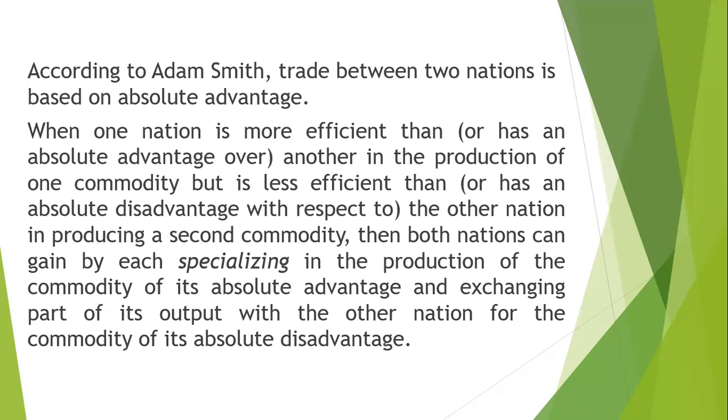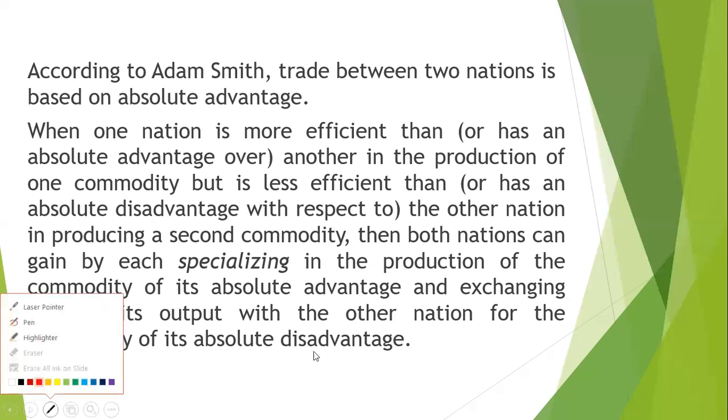What is absolute advantage? When one nation is more efficient than another nation in the production of one commodity, but is less efficient than the other nation in the production of the second commodity, then both nations can gain by each specializing in the production of the commodity of its absolute advantage and exchanging part of its output with the other nation for the commodity of its absolute disadvantage. What does it mean?